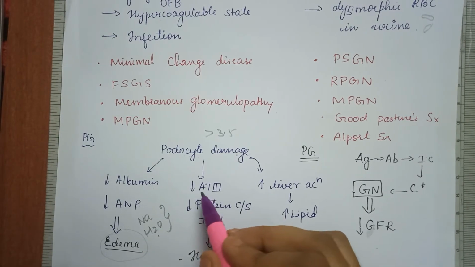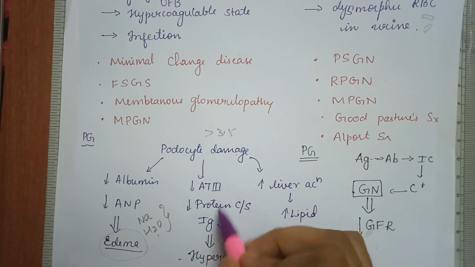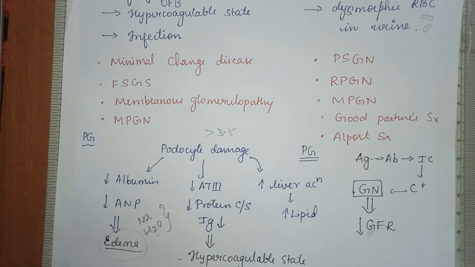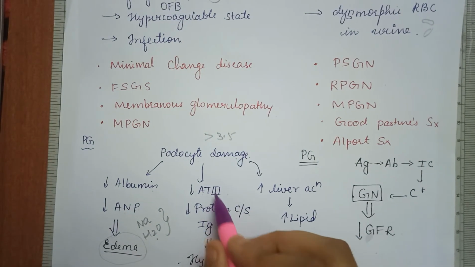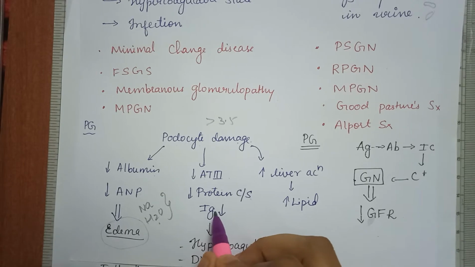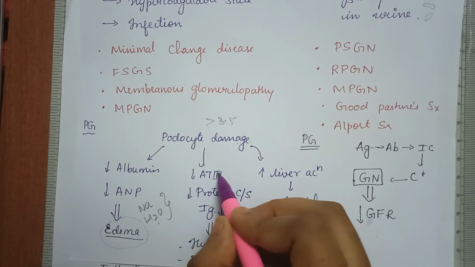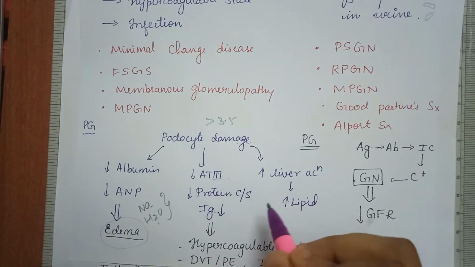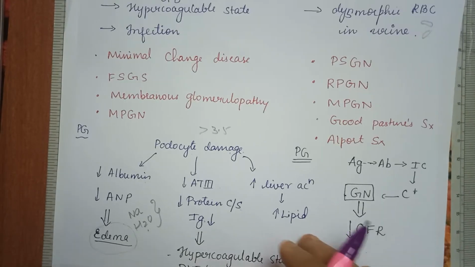Now again, when I say damage to podocyte, obviously it doesn't mean only albumin is lost. There is even loss of antithrombin 3, protein S and protein C. Coming to our basic hematology, we know that these are anticoagulants, that is, they prevent coagulation of blood. And there is even loss of immunoglobulins. So loss of immunoglobulins will cause infections, and loss of these anticoagulant proteins can lead to hypercoagulation, deep vein thrombosis or any other problem.